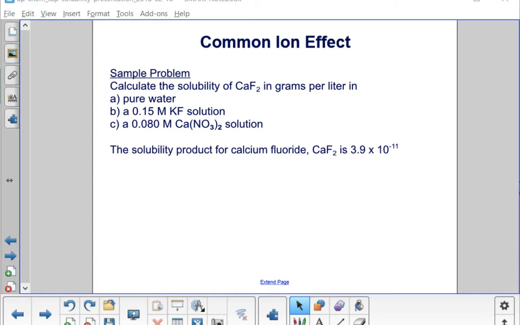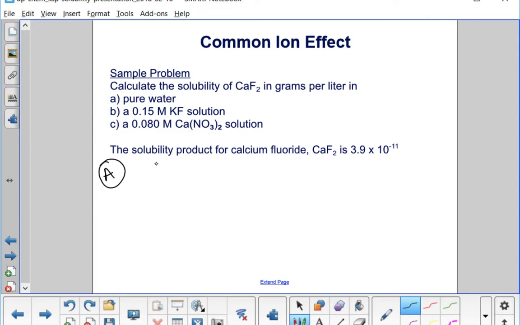So I'm going to show you how to solve each part here on this slide. Part A first, then part B, then part C. And then I'll slowly go through the next several slides so that you can see the worked out solution. But try this on your own first, starting with part A. We need to know what is the solubility in grams per liter in pure water.